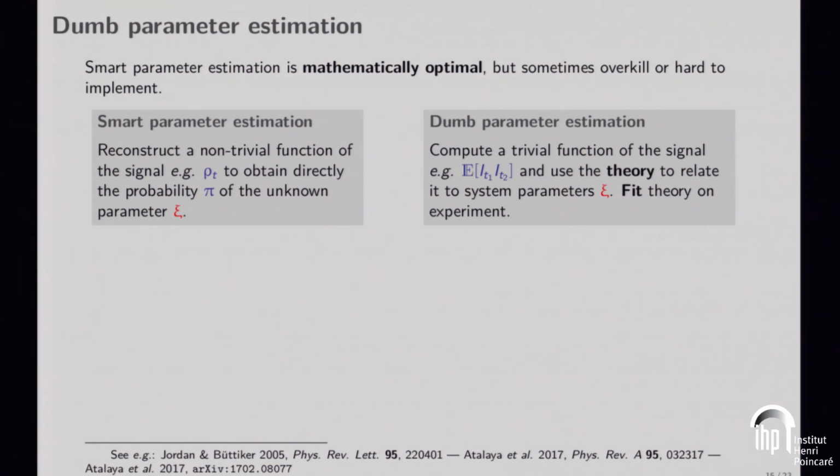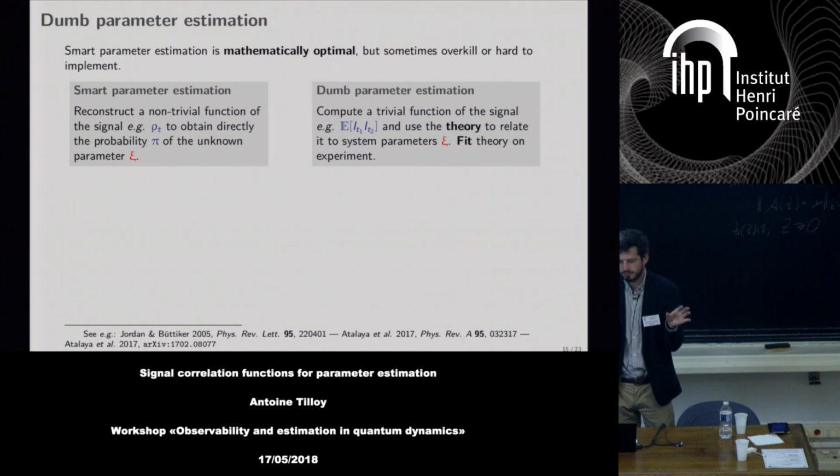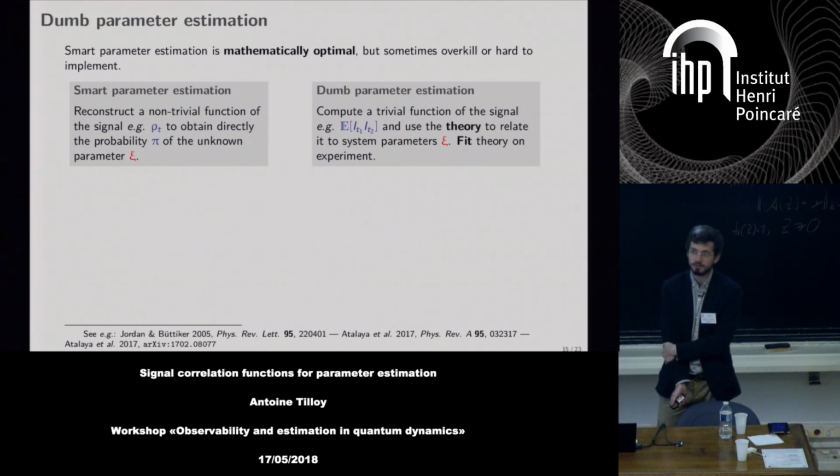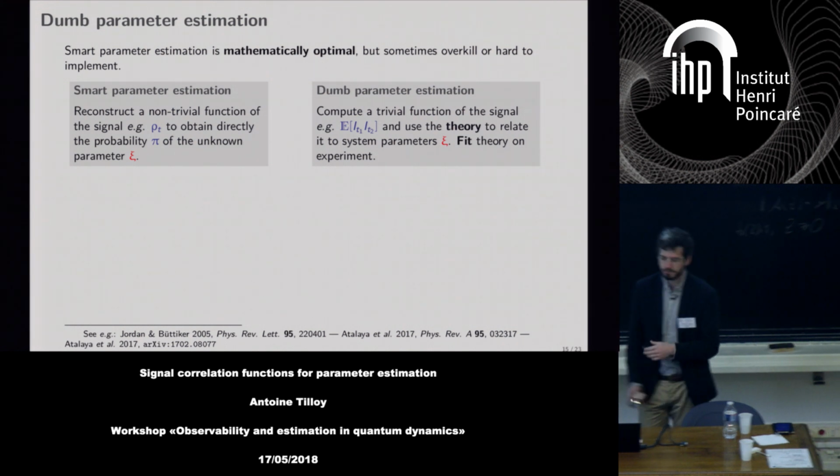So the smart parameter estimation that I showed is clearly mathematically optimal, but sometimes it may be overkill. Maybe we don't require that much precision, or it is hard to implement if the Hilbert space is very big, or if you require a very fine sampling of your signal. In smart parameter estimation, you reconstruct a non-trivial function of the signal, here the state, to obtain directly the probability of the unknown parameter. Dumb parameter estimation, and again, I don't say that in a negative way, is you compute a trivial function of the signal, something that you can obtain very easily from the signal, and then you use the theory to relate it to system parameters, and then you just fit the theory on the data you have. This is clearly suboptimal in general, but what you might hope is that it is good enough in practice.